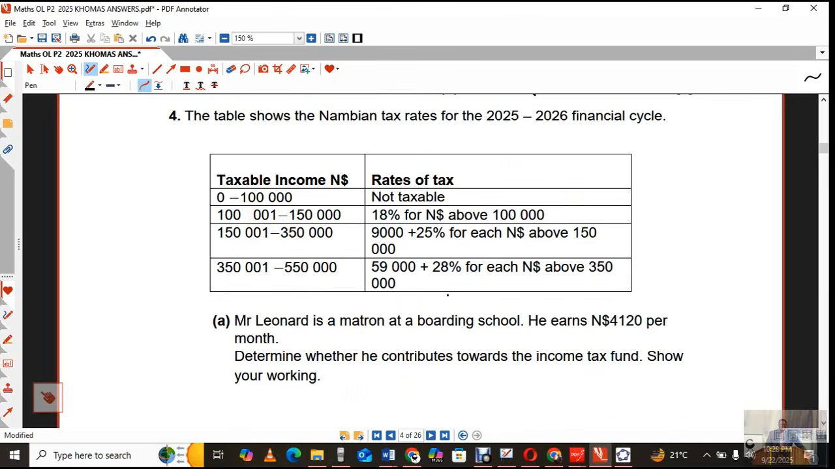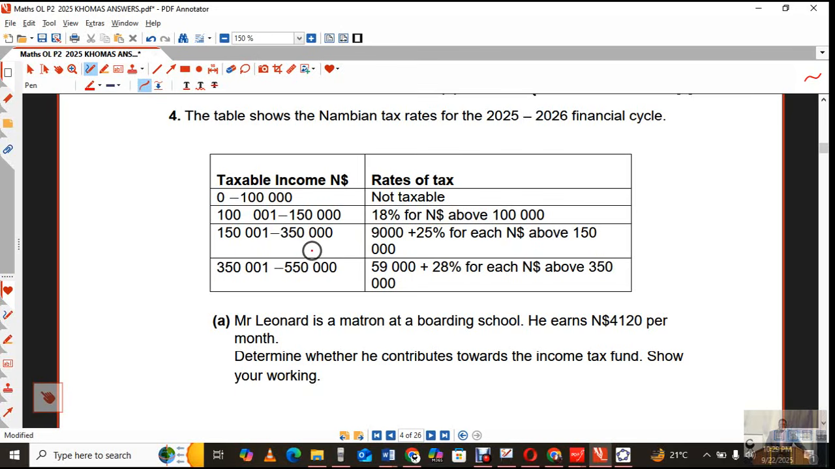Good. That brings us to question 4. This question is about the tax rates, as this is just a part of the tax table that they are using in Namibia. So you'll be using this table to answer the questions, and you're not going to study this table. It will be provided in this case. So it's clear that if you earn between 0 to 100,000, you do not pay tax. And then if you earn 100,000 and more, up to 150,000, you're going to have 18% plus a certain amount. So as you earn more, the more you pay. It's typically a pay-as-you-earn system.